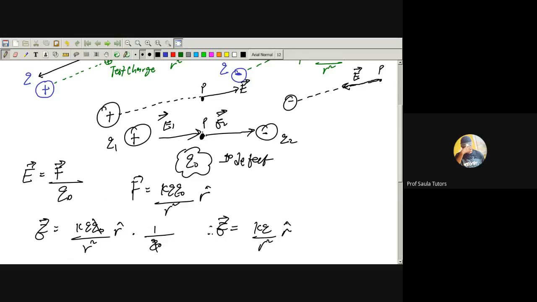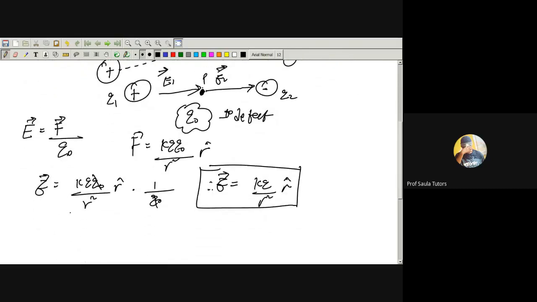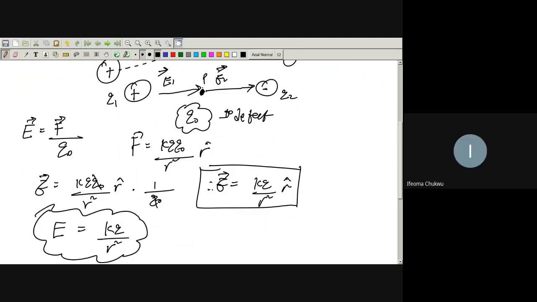But I told you that I don't solve with this vector form because it's not that easy. The easiest way is to use resolution. So if I want the electric field in scalar form, it is K Q over R squared. This is when we want to find the magnitude of the electric field. If we want to find the direction, that's another solving that I'm going to teach you.